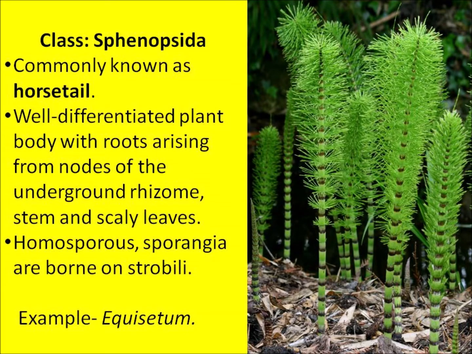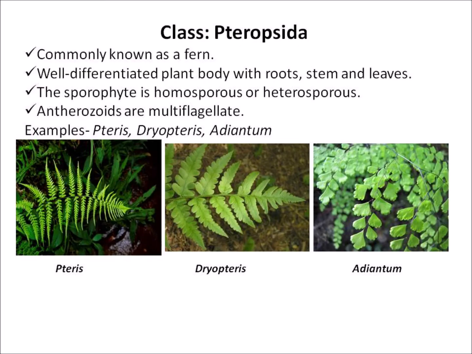The third class is Sphenopsida, commonly known as horsetails. They have a well differentiated plant body with roots arising from nodes of the underground rhizome, stem and scaly leaves. Homosporous sporangia are borne on strobili. An example is Equisetum. The fourth class is Pteropsida, commonly known as ferns. They have a well differentiated plant body with roots, stems and leaves. The sporophyte is homosporous or heterosporous. Antherozoids are multiflagellate. Examples are Pteris, Dryopteris and Adiantum.